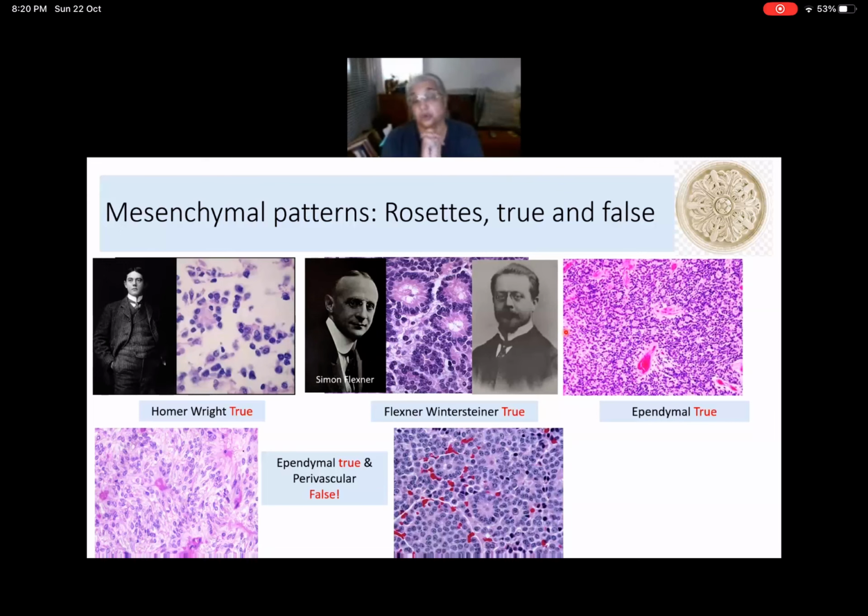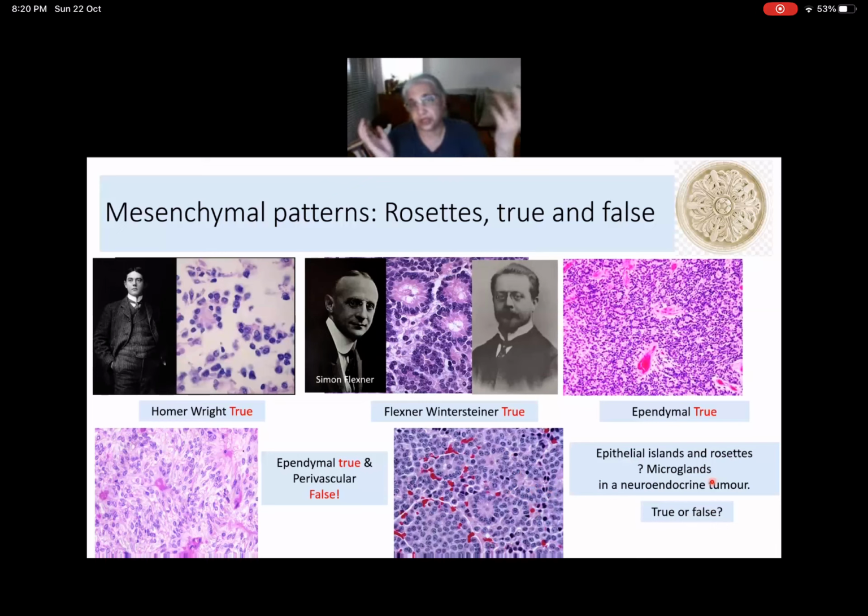You notice true, true, true. And except for one that is in the CNS, it's false. So all the true rosettes are what are called neuro rosettes. Okay? But what will you say about this? Now, this also looks like a little rose. Some of them have a little space in the center, and this is not in the CNS.